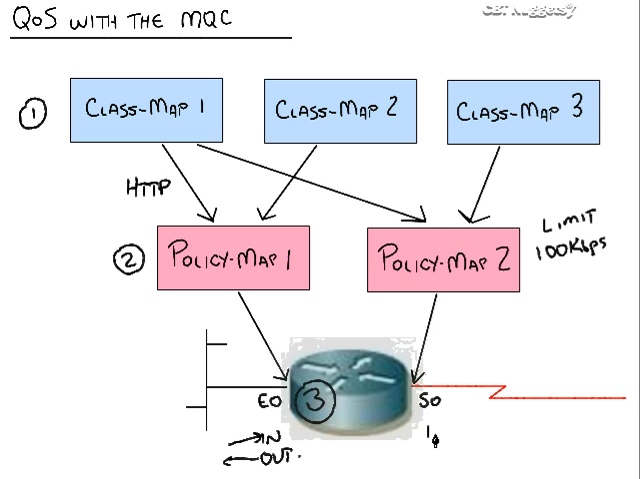Serial 0, same thing. I can have one policy map for incoming traffic. Let's see if I can get this arrow correct. There we go. Incoming traffic. And then we have a policy for outgoing traffic. So you can see that this incoming and outgoing thing can get pretty confusing as to what direction that's talking about. The way that I remember it is just imagine yourself as the router.